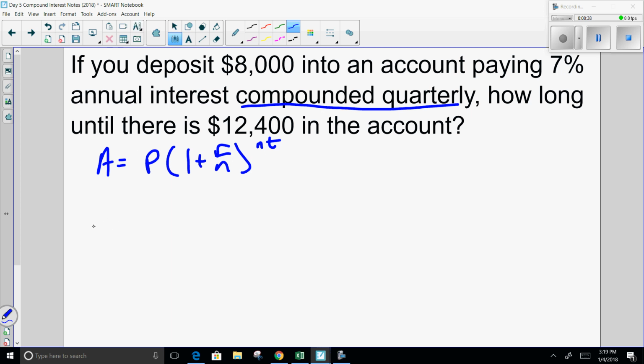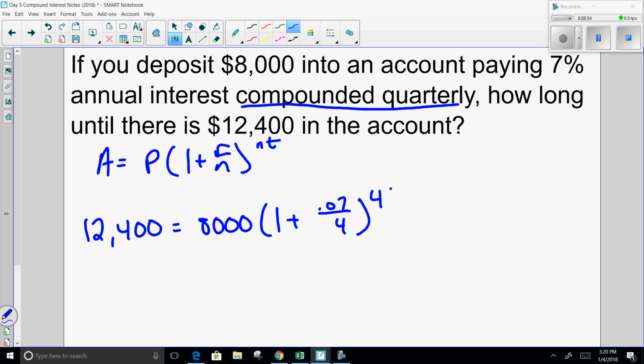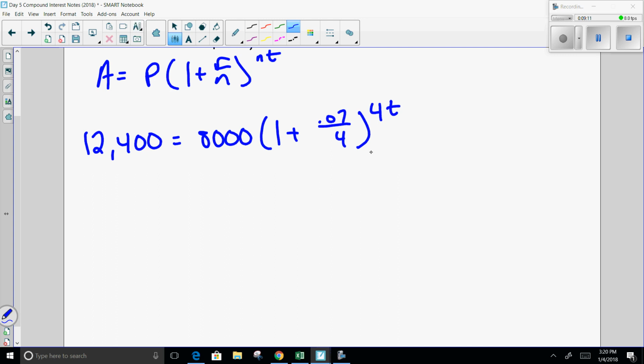Do we know the ending amount? Yes, we do this time. We know that is $12,400. The initial investment was $8,000. Parentheses 1 plus the interest rate is 7%, written as a decimal, compounded quarterly, raised to the 4t. I don't know time. That's what I'm figuring out. Here's what we're going to do: use logarithms because I have to solve for an exponent. So I'm going to solve this equation for t, using what we did before the break.